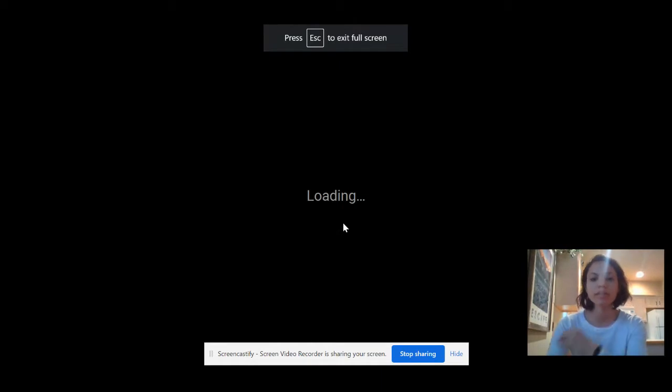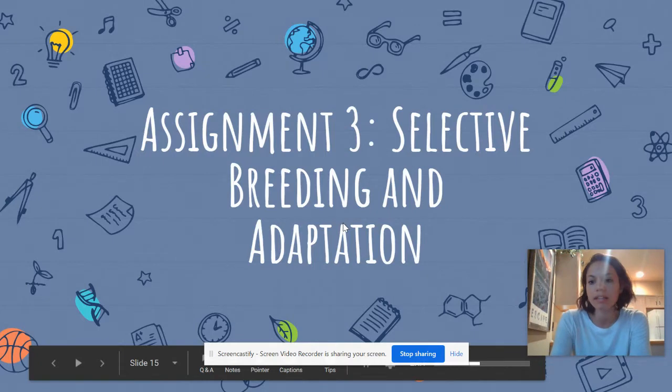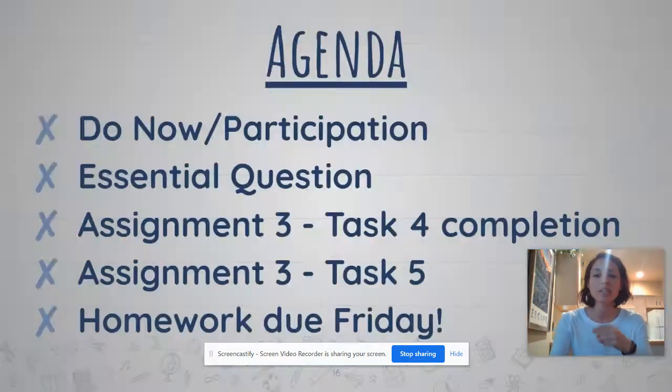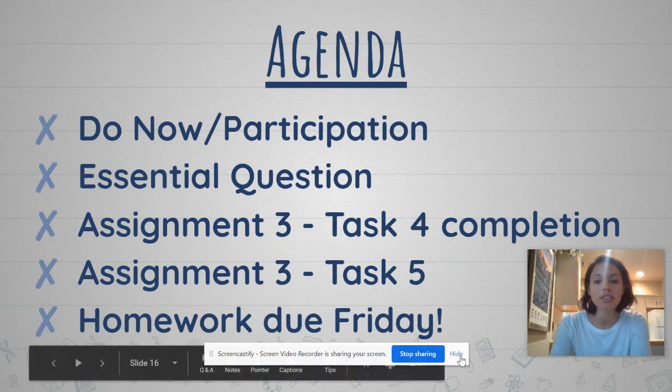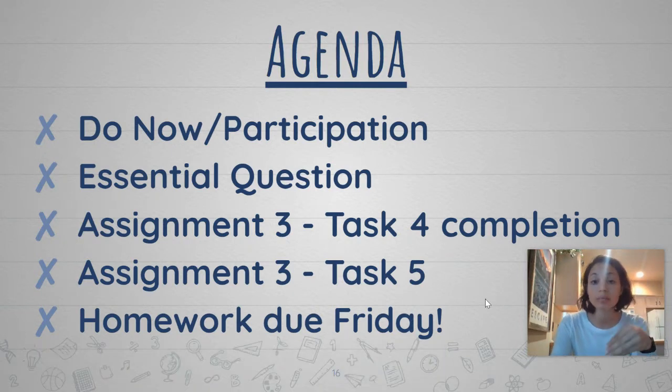Today is 3/25, Wednesday, and I'm going through your assignment. This is your PowerPoint presentation, selective reading and adaptation, focusing on adaptation, selective reading towards the end of our tasks. We are working on task 4 completion and task 5.